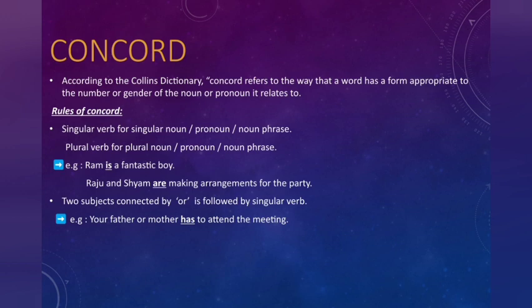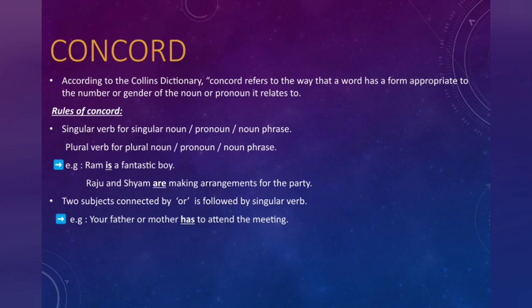The first rule is the first and very basic rule. Singular verb for singular noun or pronoun or noun phrase. A noun phrase is nothing but a combination of a determiner, an adjective and a noun. For example, the determiner is a, the adjective is beautiful and the noun is boy, and the noun phrase is a beautiful boy. Similar to that, we use determiner plus adjective plus noun in order to frame a noun phrase.